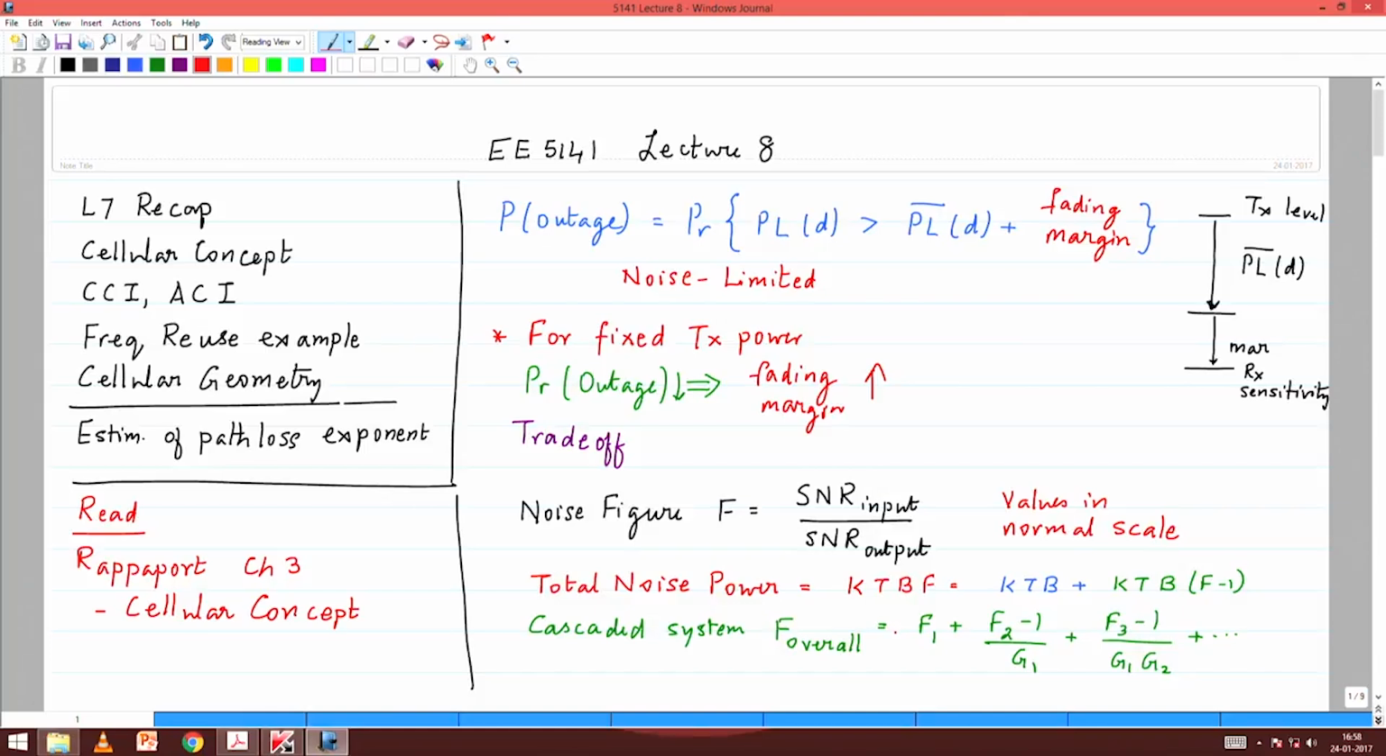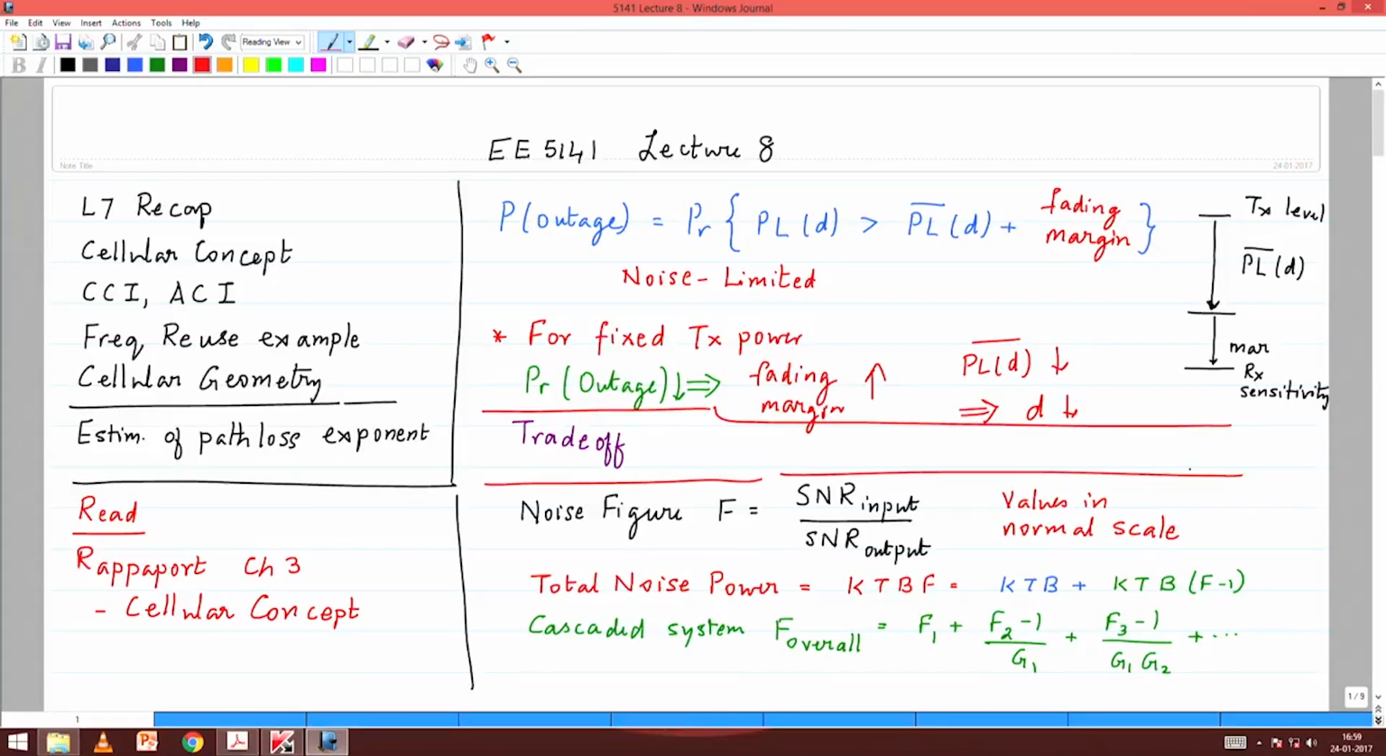If I increase the fading margin, obviously if my transmit power is fixed, average path loss is going to decrease. Average path loss decreasing, so that means path loss at a distance d, the average has to decrease to accommodate the increased fading margin. What does that imply? So let me see if we can isolate the trade-off part. The trade-off is always between probability of outage, which is one that you want to manage, and the coverage range.